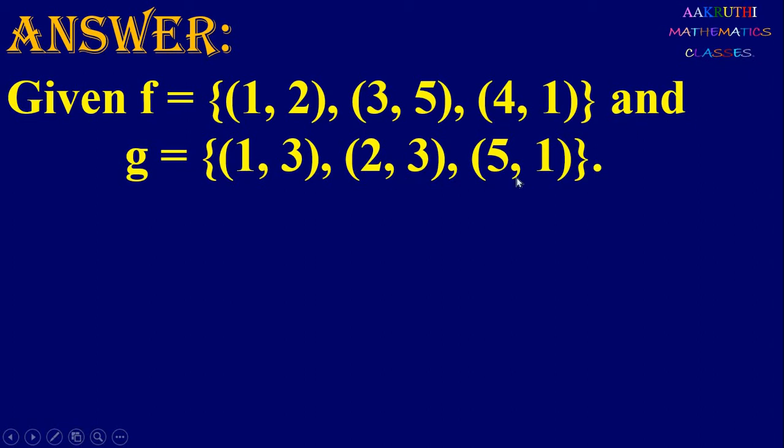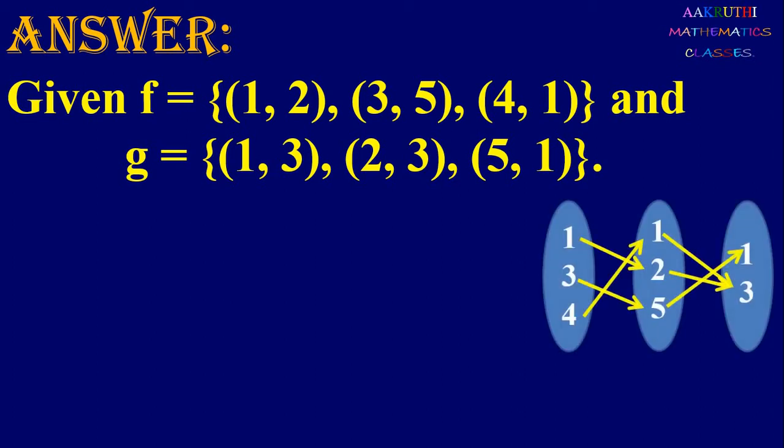So we have to find g composite f. First we write the diagrammatic representation of this function. So here 1 related to 2, 3 related to 5 and 4 related to 1. And again 1 related to 3, 2 related to 3 and 5 related to 1.